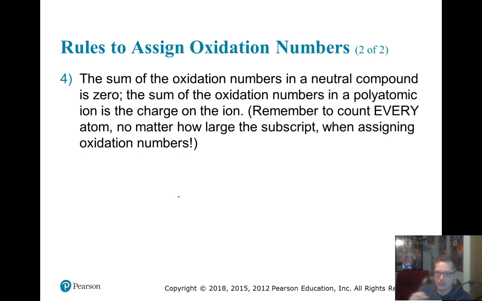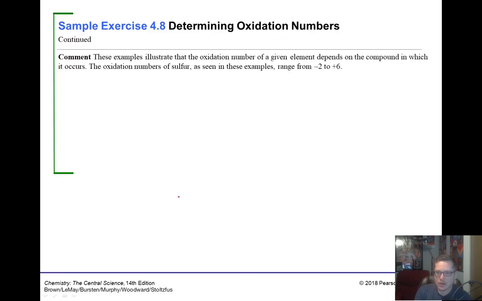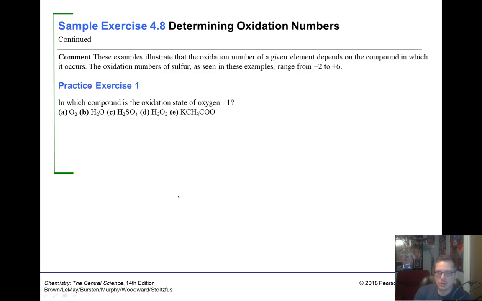So make sure you count every atom, no matter how large the subscript is, when you're counting oxidation numbers. And this can get a little complicated. All right, so here we go. This first question is pretty easy. It says, which of these has an oxidation state of oxygen of -1? Well, one of our rules from before was oxygen is always -2 unless it's in a peroxide, and this is the only peroxide there. Everywhere else your oxygen is going to have a -2 charge.